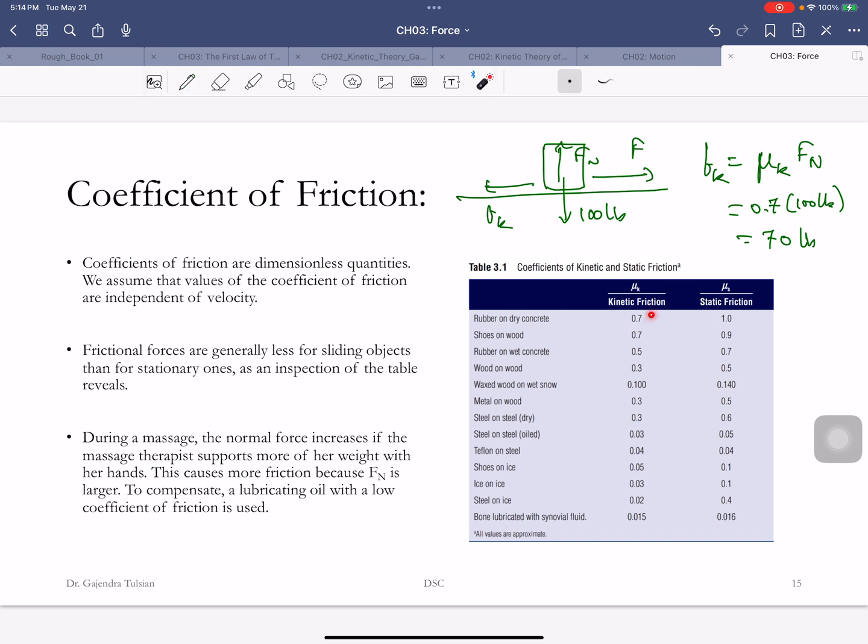So what this number means is, if you have 100-pound rubber blocks sitting on dry concrete, to keep it moving at constant velocity, you have to apply a 70-pound force. To get it started to move, you have to apply 100-pound force. So if this was a 100-pound ice block sitting on ice, all you need is 3 pounds to keep it moving, and you need 10 pounds to get it started. So that's what those numbers mean.